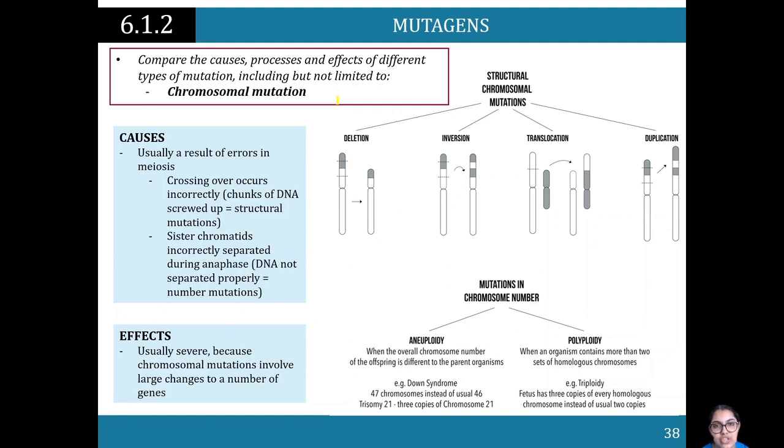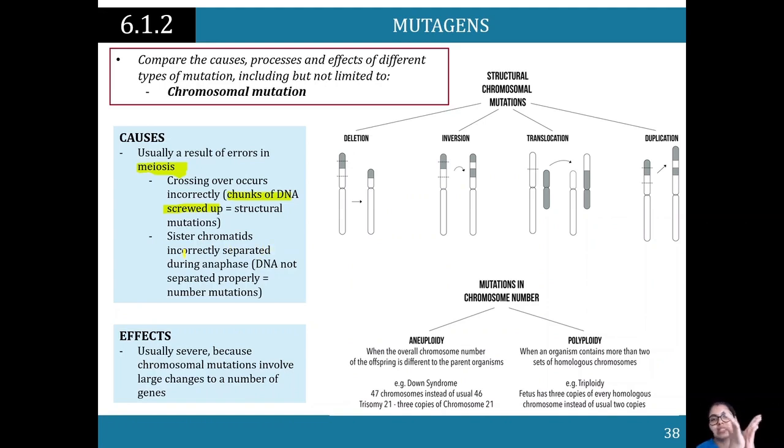It generally is a result of errors that occur in meiosis, in the process where the gametes are being formed. So essentially, firstly, there could be an issue with crossing over, and if crossing over occurs incorrectly, that means that chunks of DNA can be screwed up, like they can move places, and that can lead to structural mutations, these mutations right here. Secondly, there can also be issues with sister chromatids being incorrectly separated.